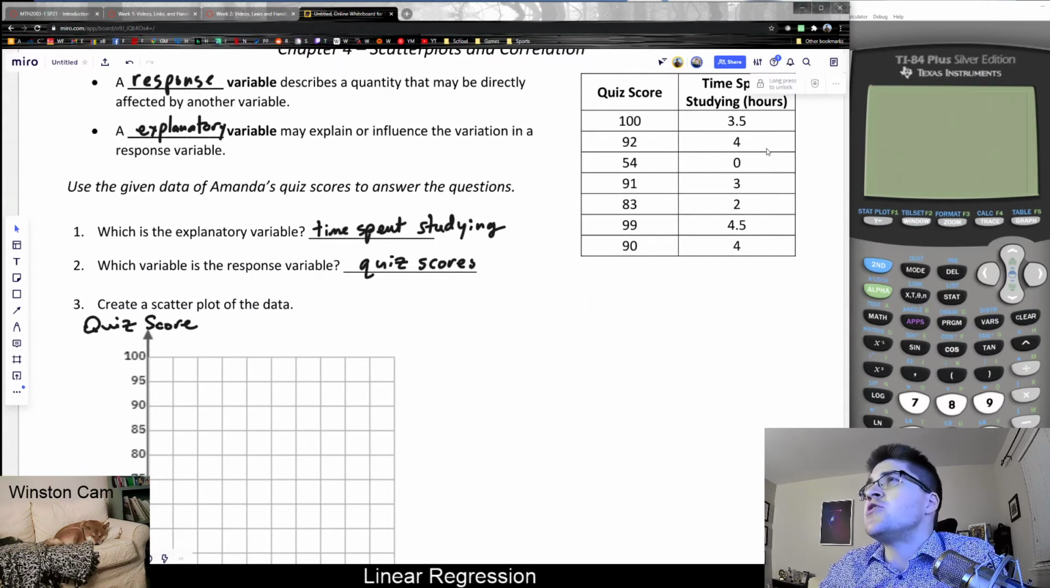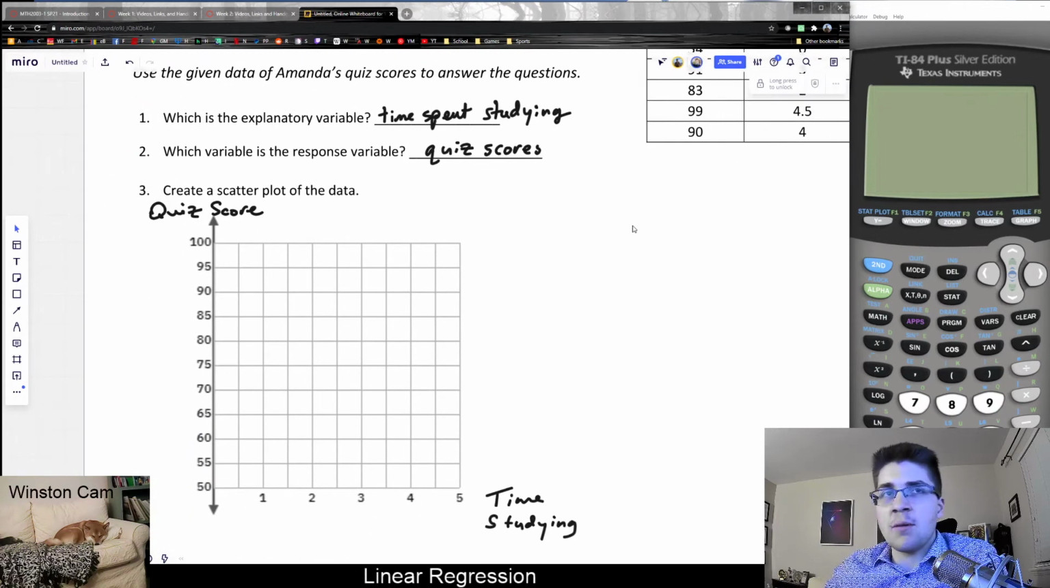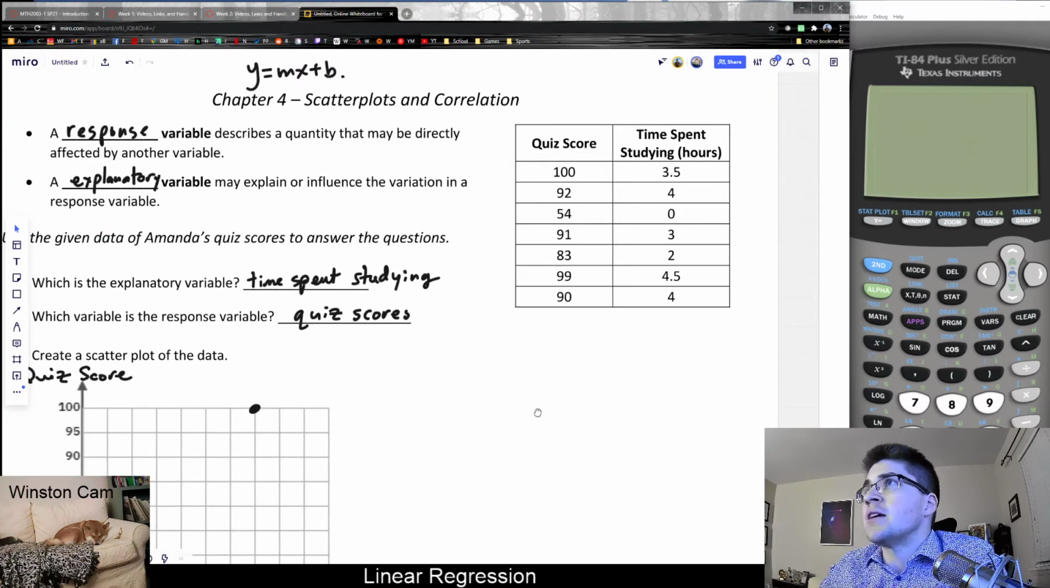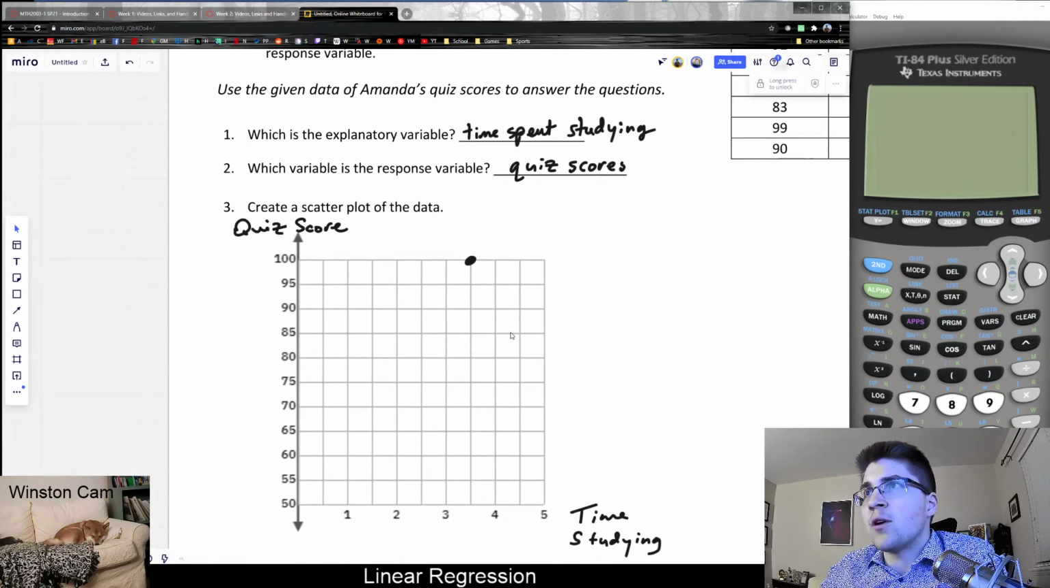Anyways, she spent 3.5 hours studying and she got 100. So that would be our first data point. So we want to go to the right to 3.5 and up to 100 to find that point, and we're just going to place a coordinate on that location. And again, that's what that data point means on a scatter plot, the relationship between those two things, because they're connected. And then she spent 4 hours studying and she got a 92. So that would be right 4, up 92. Sometimes you might not be able to put it perfectly on point, but always do your best. 92 would be 2/5 of the way from 90 to 95.